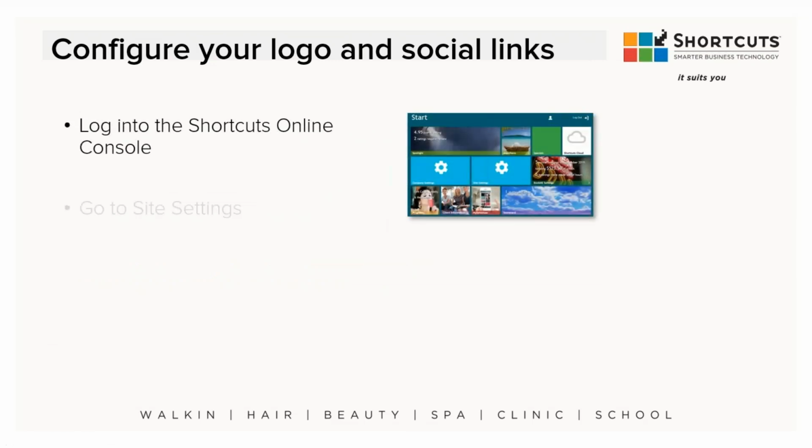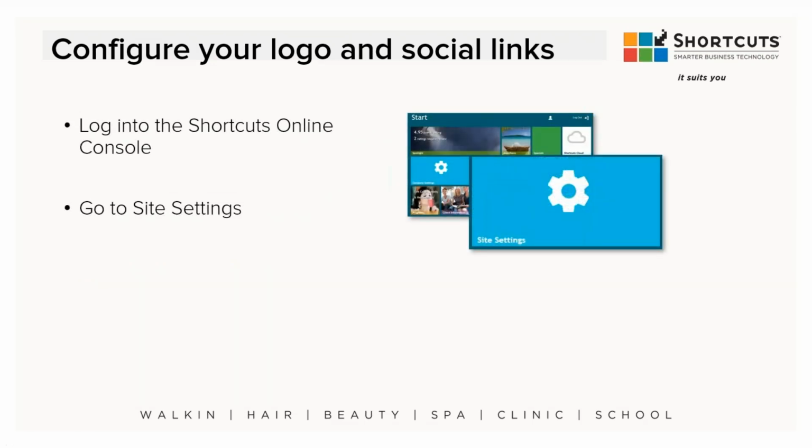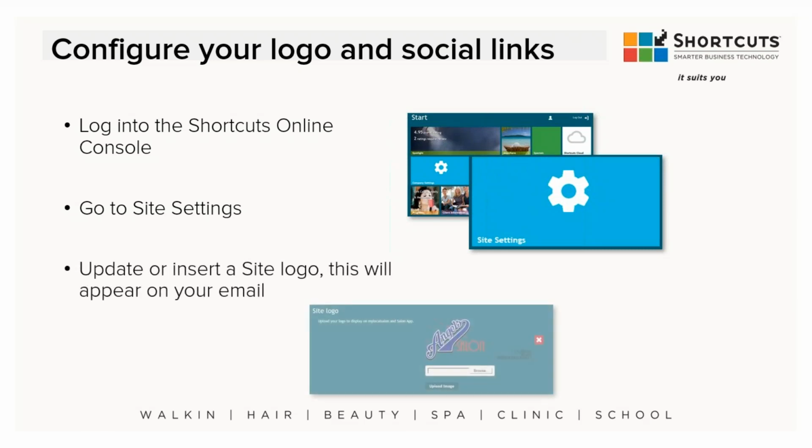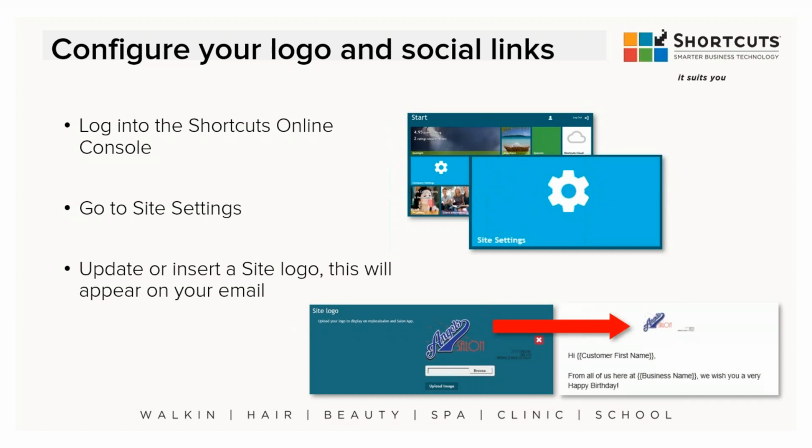In the online console, if you haven't already done this, I want you to go to your site settings button. And once you're in site settings, the first thing you're going to notice is the site logo. In the past, this would synchronize to a My Local Salon page if you have My Local Salon. But now, this logo will actually appear at the very top of your email campaigns. So if you have a new logo, if you haven't updated your logo in a while, make sure you go into site settings and update that logo.